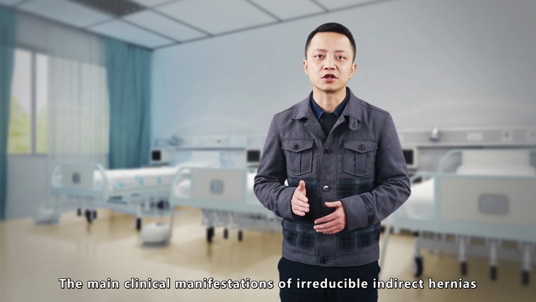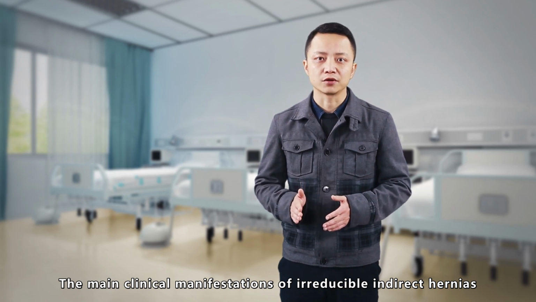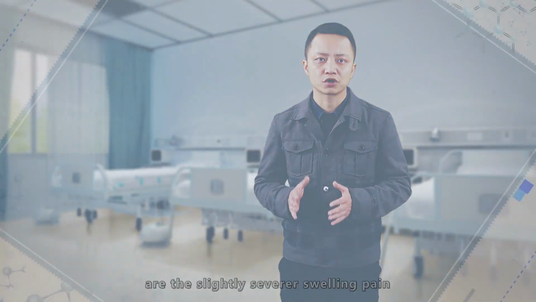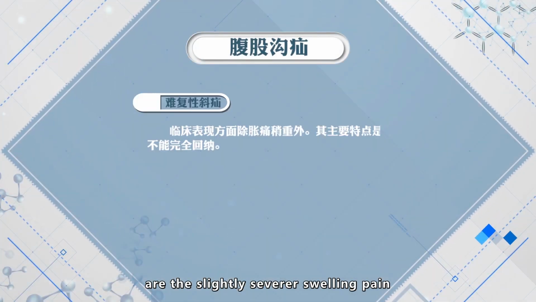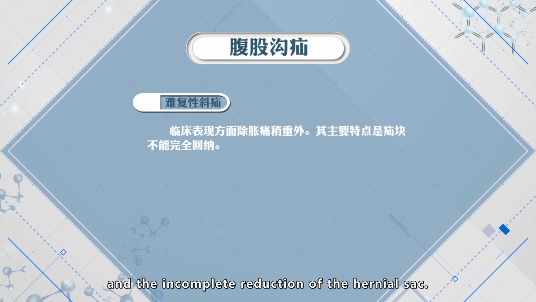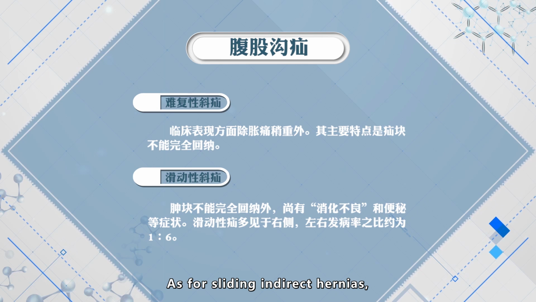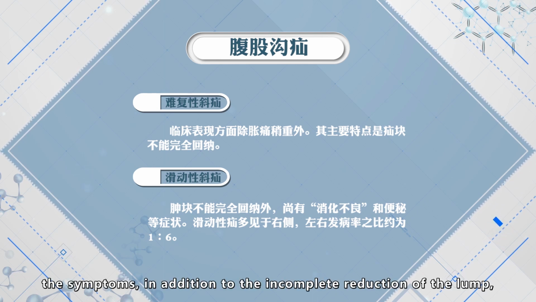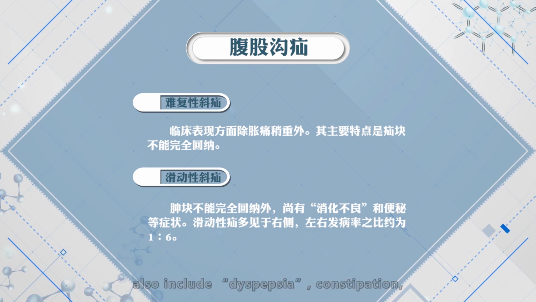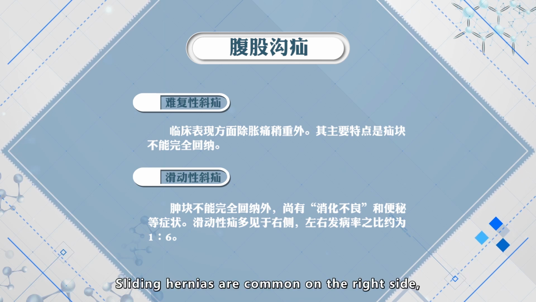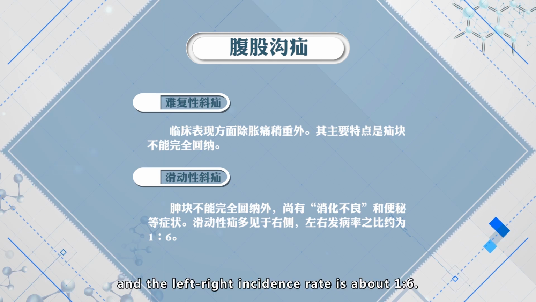The main clinical manifestations of irreducible indirect hernia are slightly severe swelling pain and the incomplete reduction of the hernia sac. As for sliding indirect hernias, the symptoms, in addition to the incomplete reduction of the lump, also include dyspepsia and constipation. Sliding hernias are common on the right side, and the left-right incidence rate is about 1 to 6.